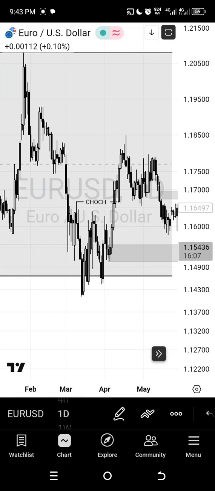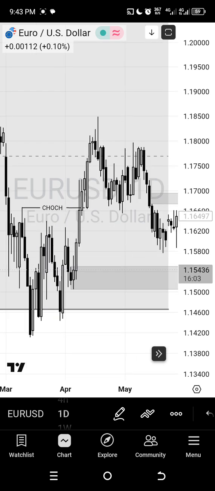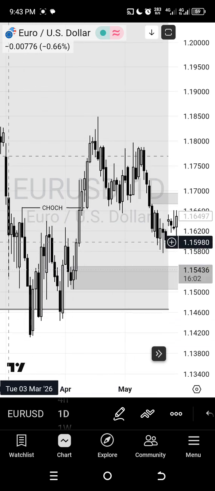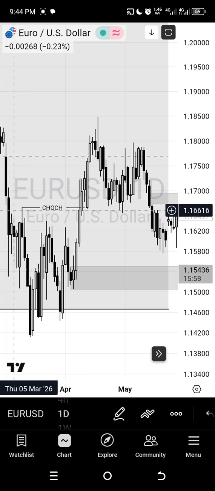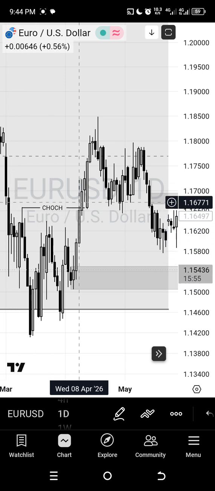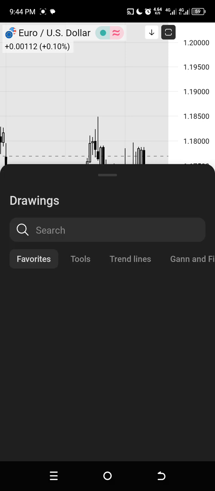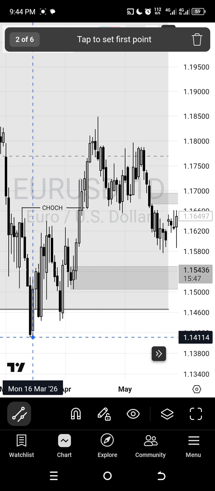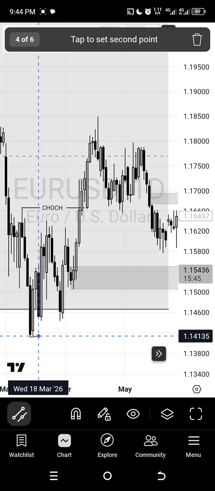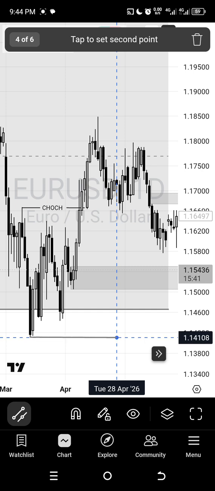You can also see that price took this range low, and price also took this range high, and then price made an expansion swing to the upside. So we got a bullish dealing range. When we have a bullish dealing range, we divide our chart into two regions. That is the premium region and the discount region, right?